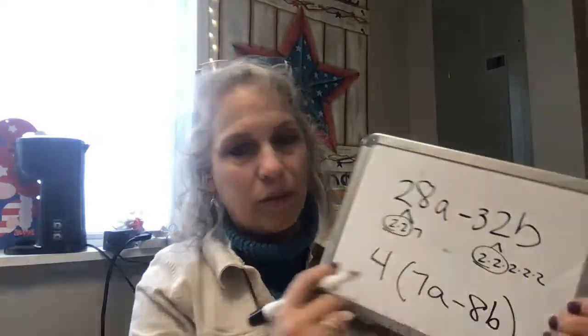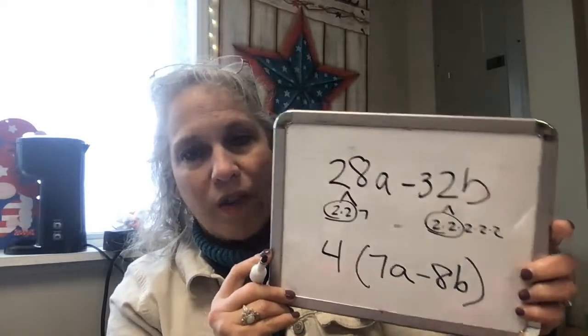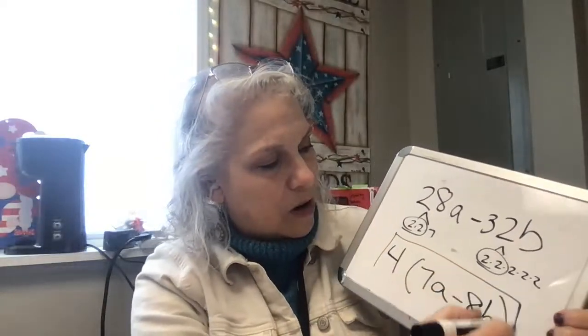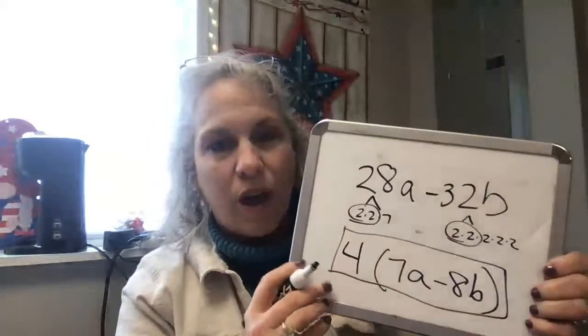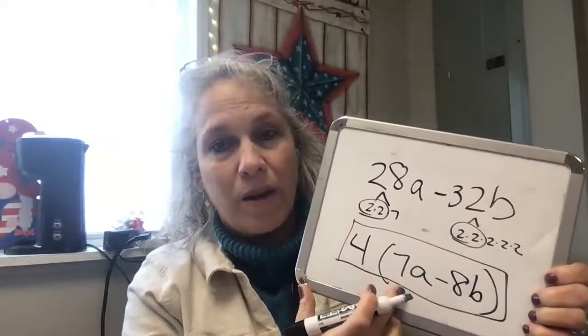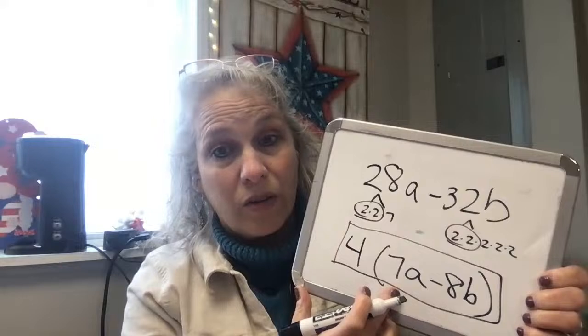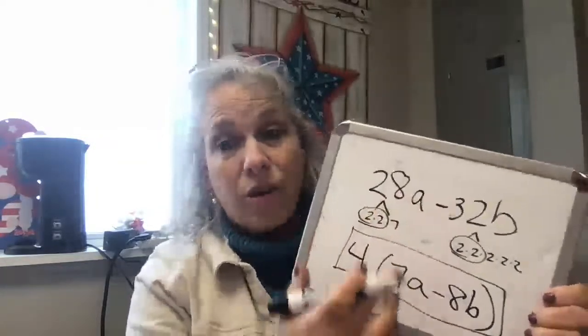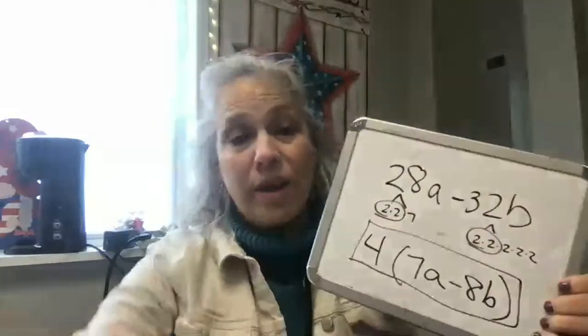And the b stays with it. So those are the factors. This right here is the answer to this question. Okay, 4 is a factor and 7a minus 8b is also a factor. When I multiply it out, I get 28a minus 32b. So that is the correct answer, and that is how you check your work.